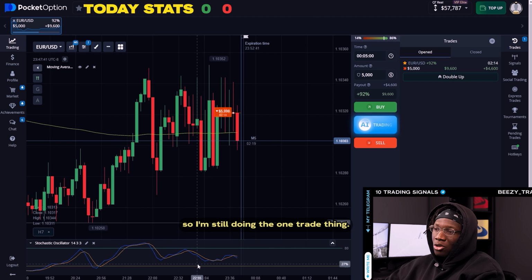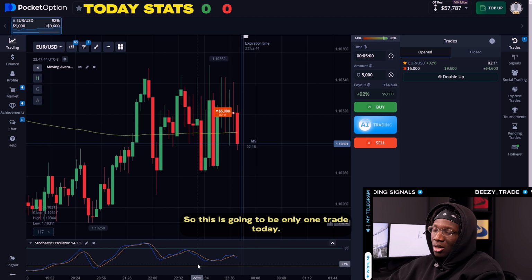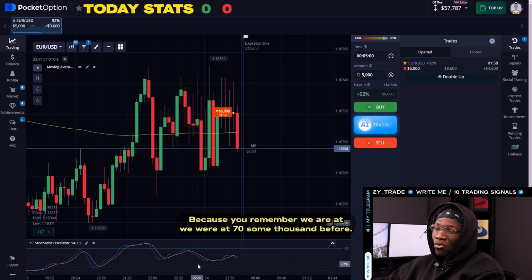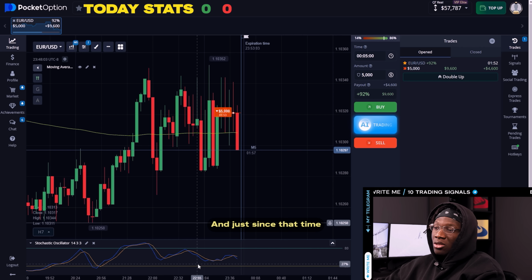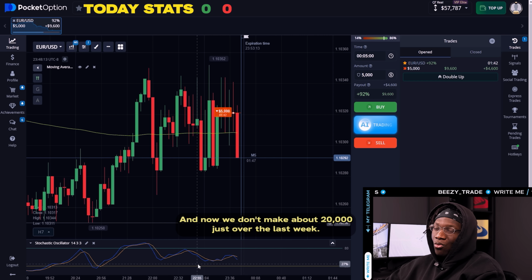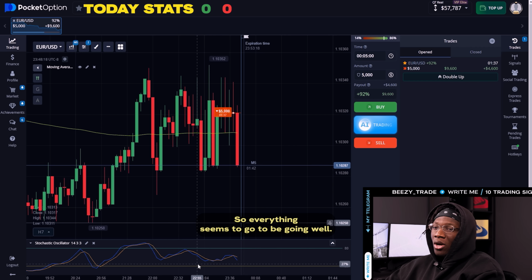So I'm still doing the 1 trade thing. This is going to be only 1 trade today. I'm not going to push it. And if you remember, I did the $20,000 withdrawal. It did come out of my account, because you remember we were at 70-something thousand before, and since that time we've made back about 20 bands, because we took out 20,000 and now we've made about 20,000 just over the last week. So everything seems to be going well.